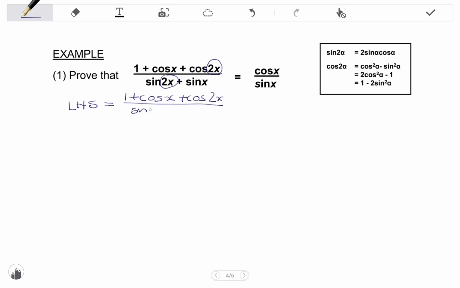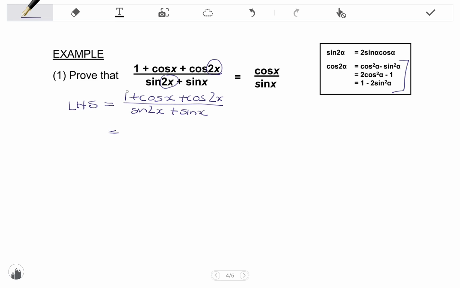So I write it out and I begin. Now work with the numerator and the denominator separately, in turn. In the numerator, I have 1 plus cos x plus cos 2x. Now the first thing I'm going to do is expand the double angle. Now I've got a cos double angle, which gives me 3 options of expanding it.